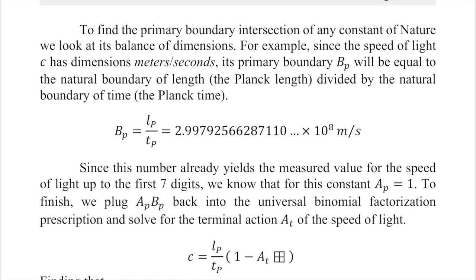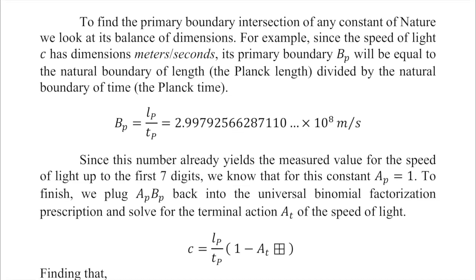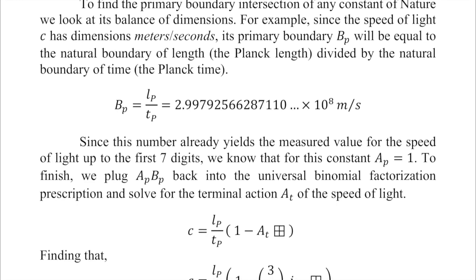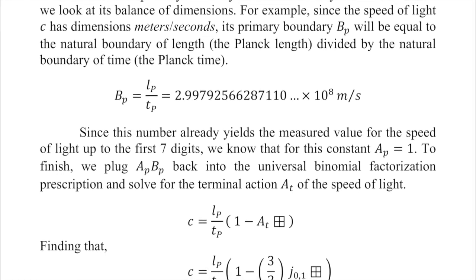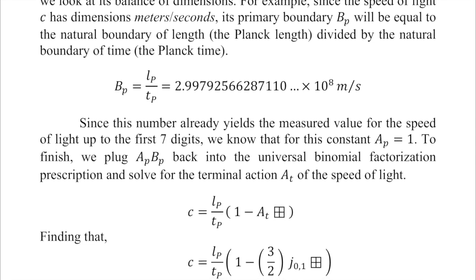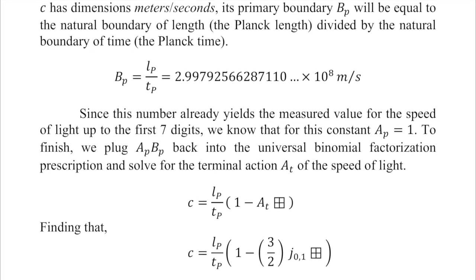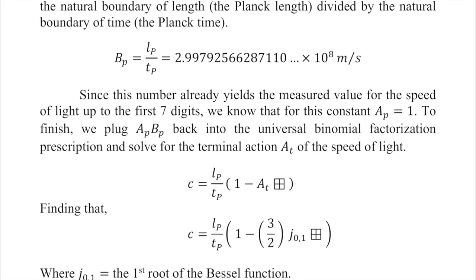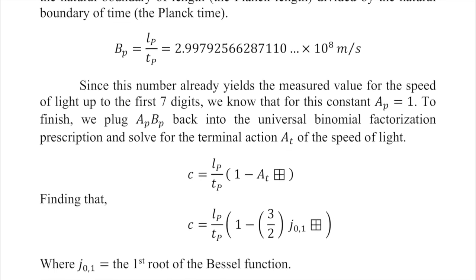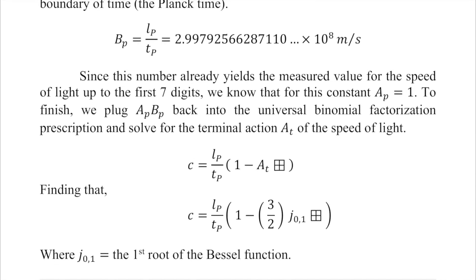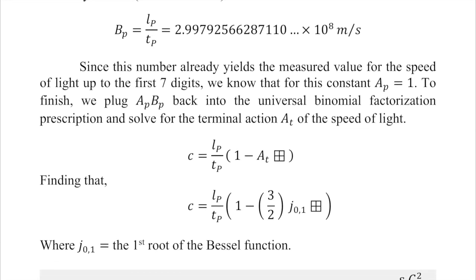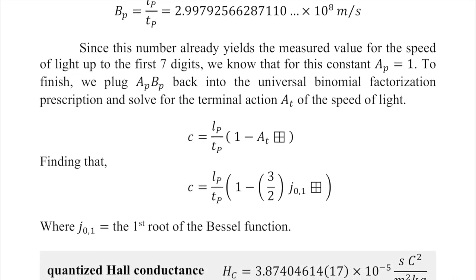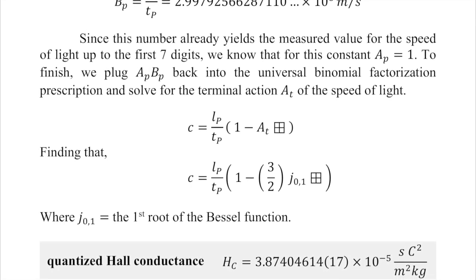So to finish, we now plug our primary action and primary boundaries back into the universal binomial factorization prescription and solve for the terminal action of the speed of light. Therefore, the speed of light is going to be equal to the Planck length divided by the Planck time and some terminal action on that terminal boundary. So solving for the terminal action now, we find that it's equal to negative 3/2 of the first root of the Bessel function.